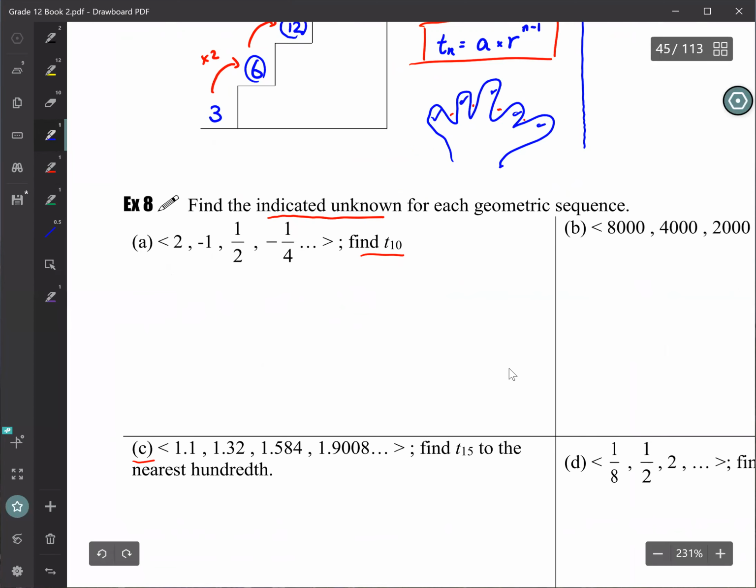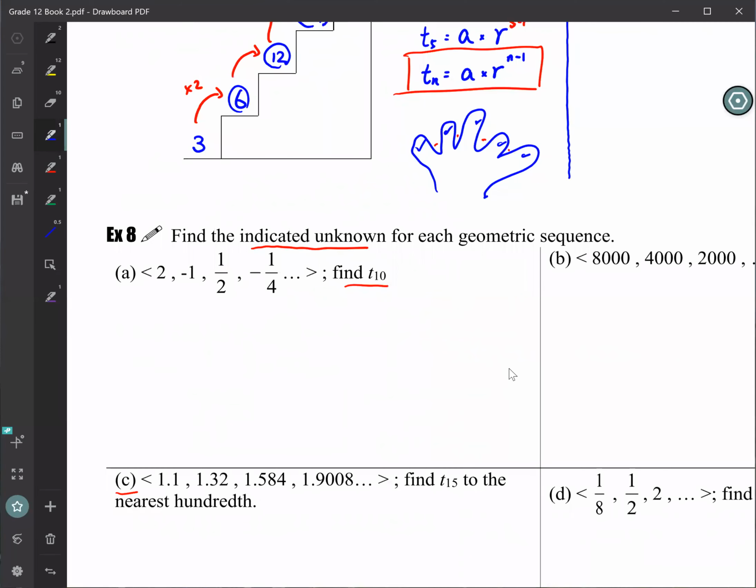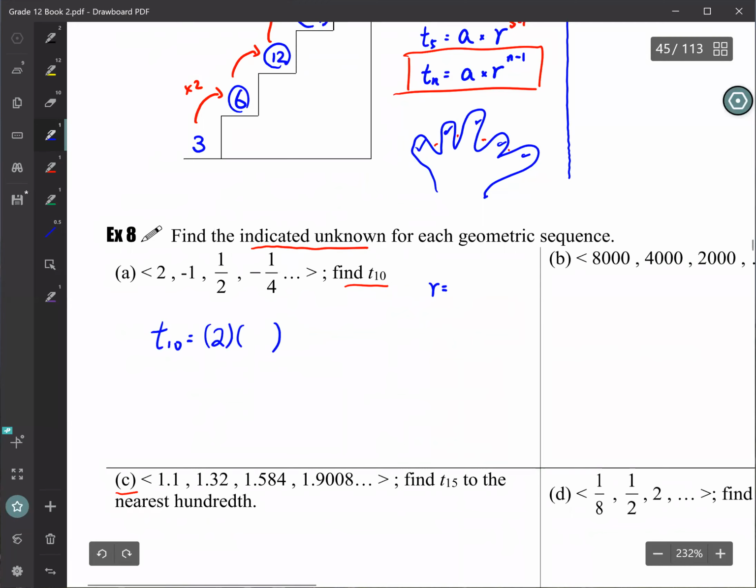So we'll begin by writing out the formula. The formula is up there. Tn. Here we want to find T10. So that means n has to be 10. So it equals A, A is 2, times the R. So how do we find the R? We've been doing that before. Can you raise your hand if you have the R? Ratio should be second term over first term. Please raise your hand if you got the R.